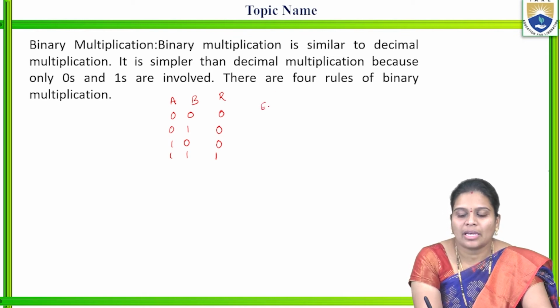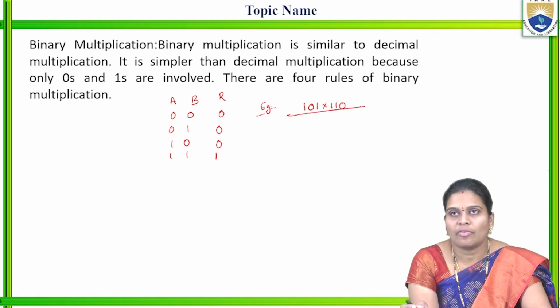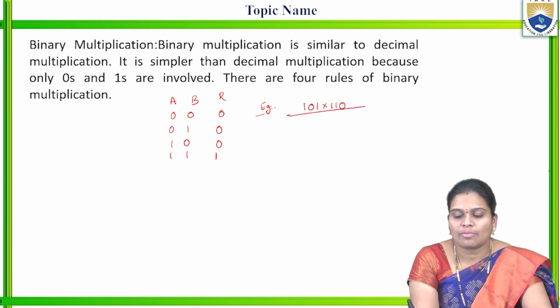Okay, so the example of this one is 101 into 110. First multiply with the 0. So 101 into 0: 1 into 0 is 0, 0 into 0 is 0, and 0. Next, we multiply 101 with the next bit 1: 1, 0, 1. Next multiply with the 1: 1, 0, 1.